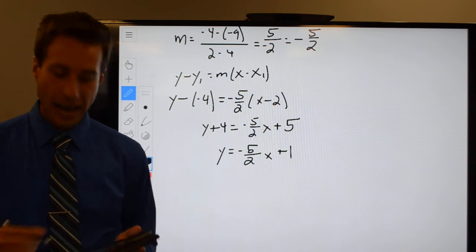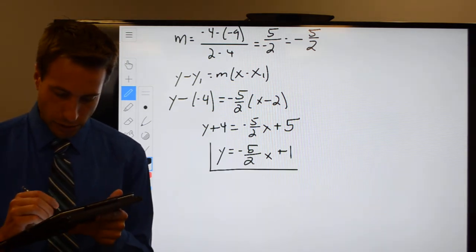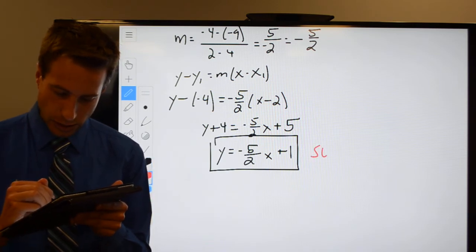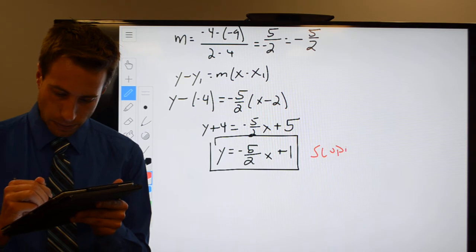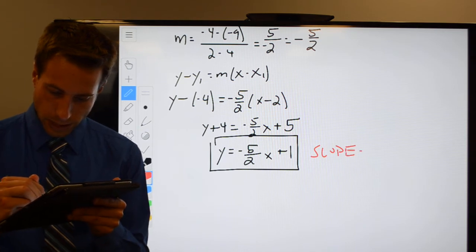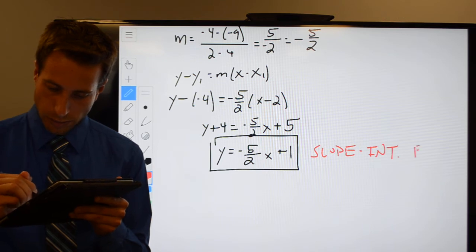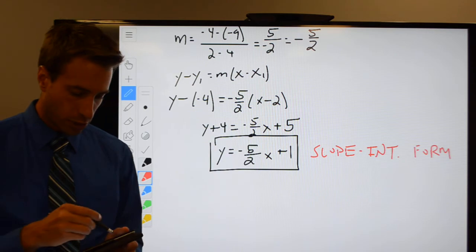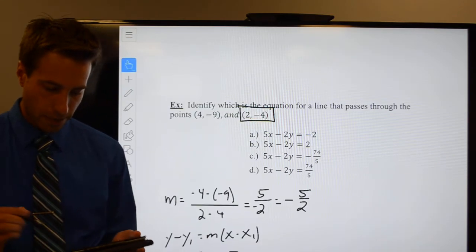All right. Well, now that I have my equation in slope-intercept form, let's go ahead and find which answer choice this is. Slope-intercept. Let me abbreviate intercept so we can get straight to the problem. All right, so we're looking for negative 5 halves x plus 1. Here we go. We go back up to the top.